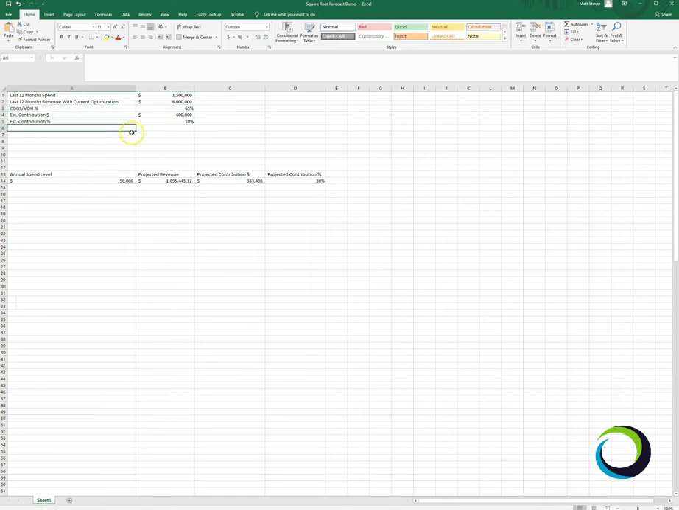But the square root model is going to help us understand, should we be pulling back on spend in order to generate greater contribution dollars, or should we be pushing more aggressively, and will we see greater contribution dollars at a lesser contribution margin percent?